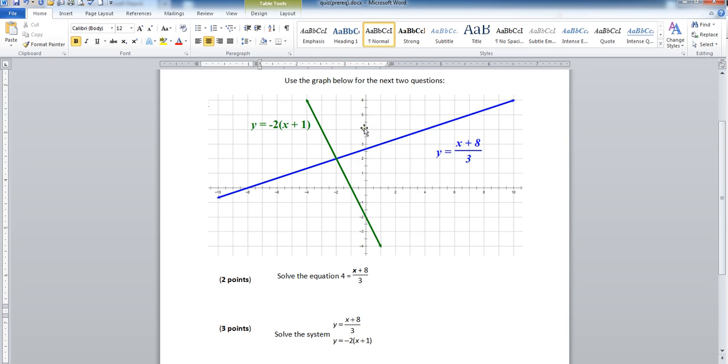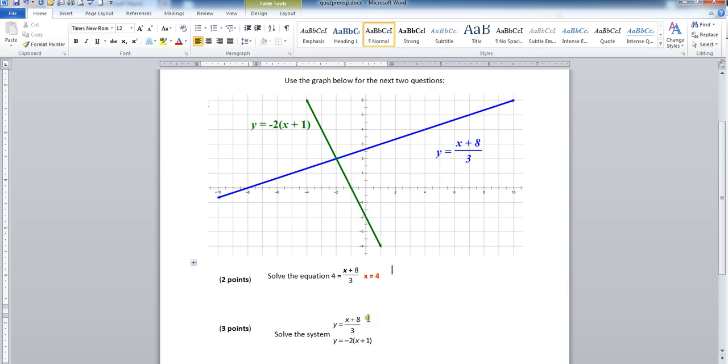Y equals 4. 4 traces over here, lands right there, and where y equals 4, x equals 4 too. So you can either write 4, or I'll be a little more specific and put x equals 4. And that's the solution to the equation. Please notice you could have also gotten that solution by multiplying both sides of this equation by 3. 3 times 4 is 12. 12 equals x plus 8, and then subtracting 8 from 12 gets you 4. But I wasn't after that. I was after getting you guys to use the actual graph of the 2 equations, in this case just 1.